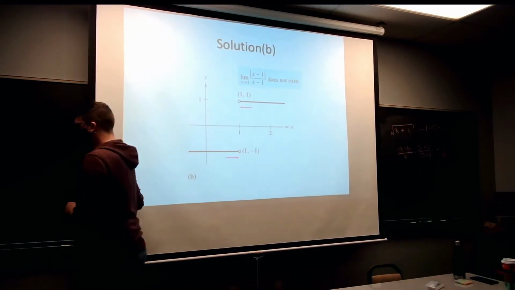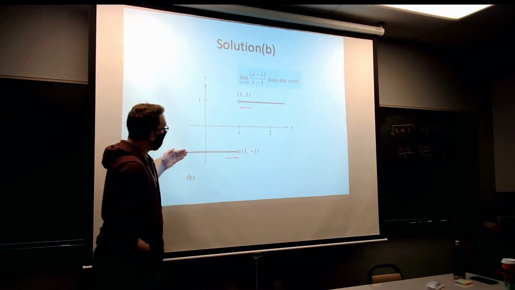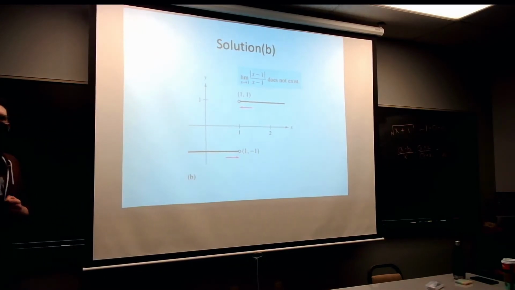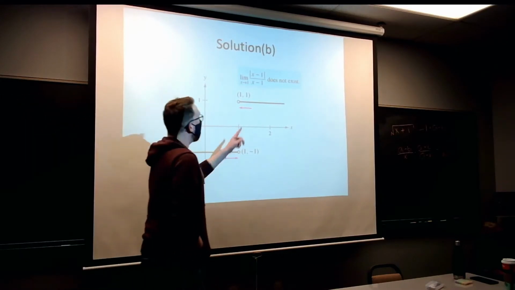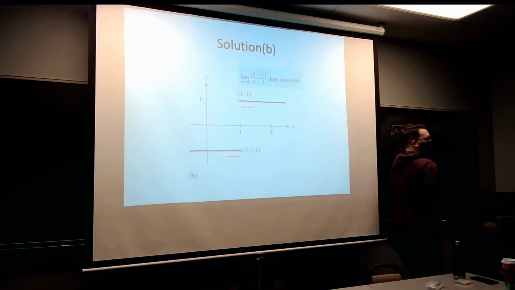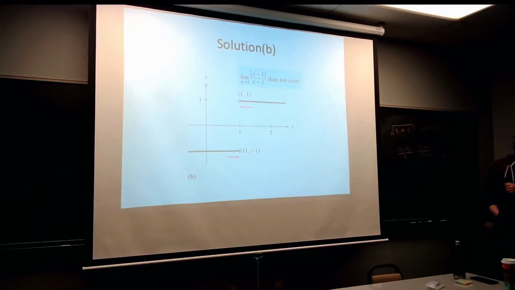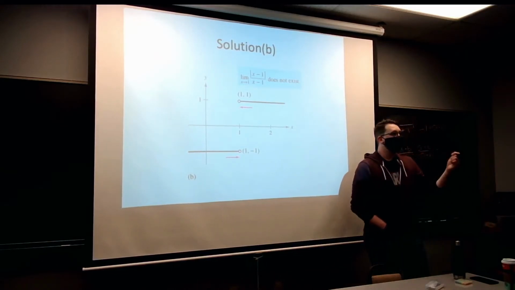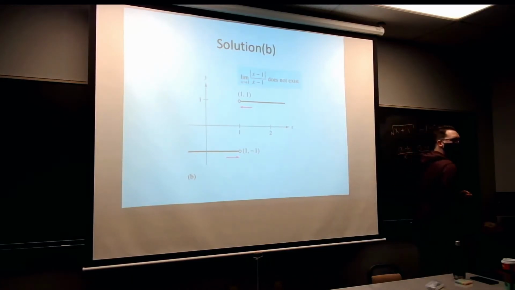Here, the limit doesn't exist, but our single-sided limits do. Coming at it from the left, we would get -1. Coming at it from the right, we're going to get 1. So just because your limit doesn't exist doesn't mean your single-sided limits won't exist. Does this make sense?